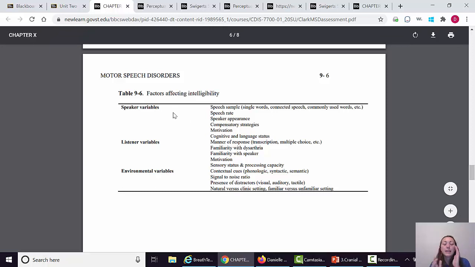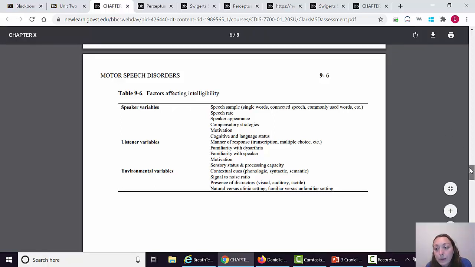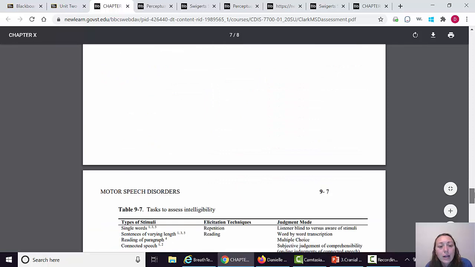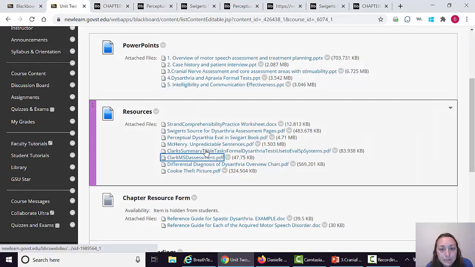Has a nice table 9.6 that's looking at intelligibility, which we'll talk about in just a little bit. Speaker variability, listener variability, environmental variabilities, and they have another resource I made for you that should help connect the dots with that.